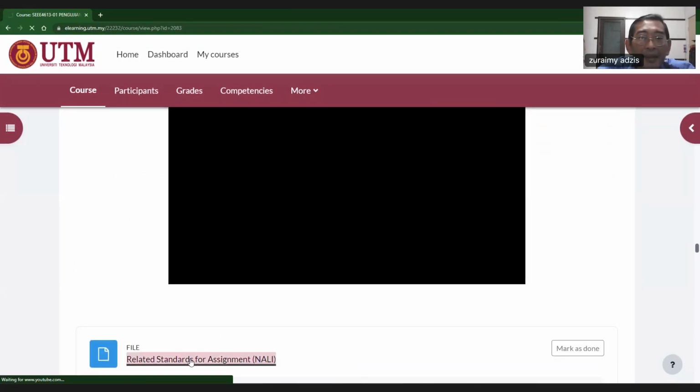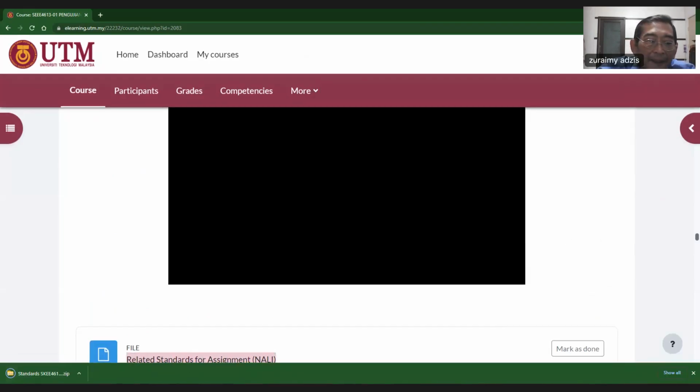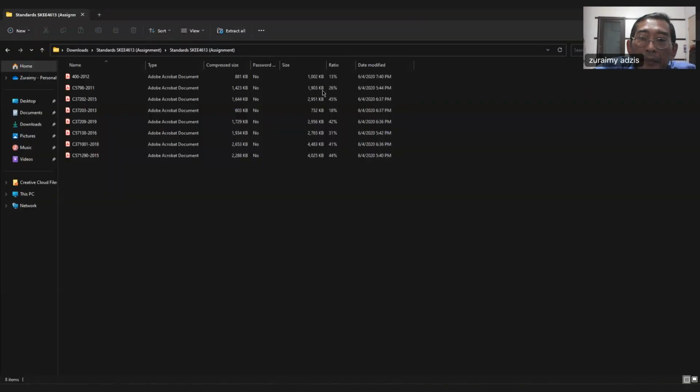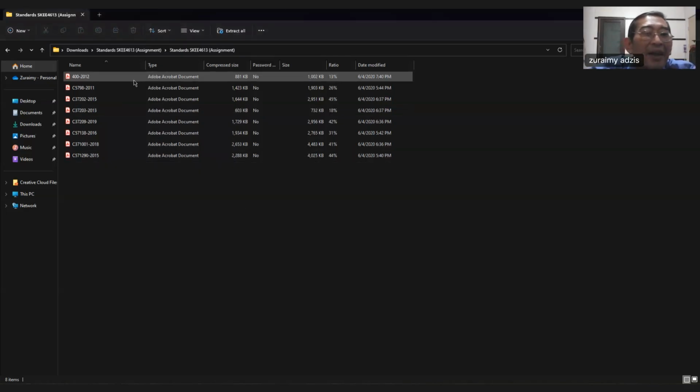If you browse through, you have to download a file, standards SKEE 4613 assignment. This is a zip file, and if you open up the zip file, let me check whether you're viewing the same thing. You're not viewing the same thing, so hang on. There, after unzipping, these are the related standards that are available.